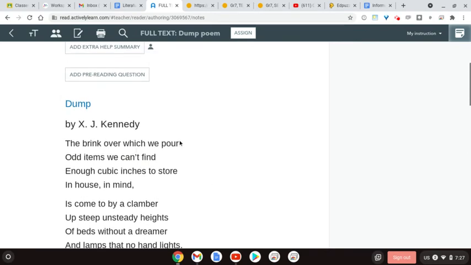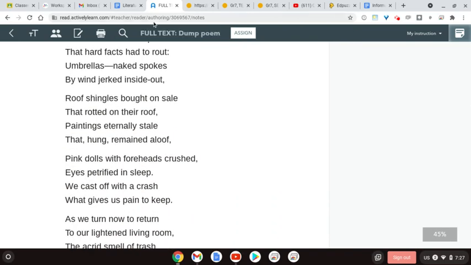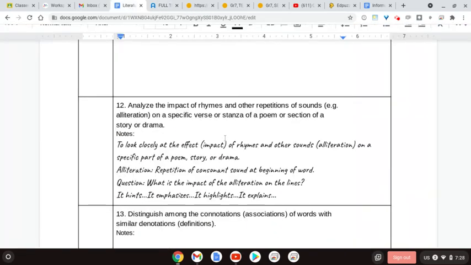So notice in this first line, we have "pour" rhyming with "store." So that's A, B, A, and "find" rhymes with "mine," B. So you have an end rhyme and an A, B rhyme scheme. So what is the impact or the effect of having that end rhyme used throughout the poem?